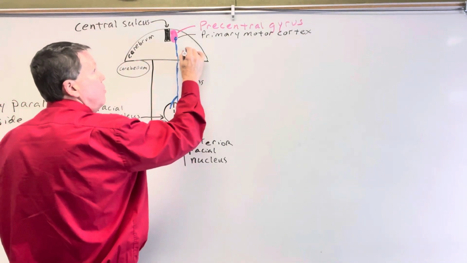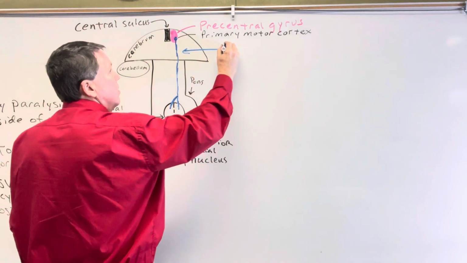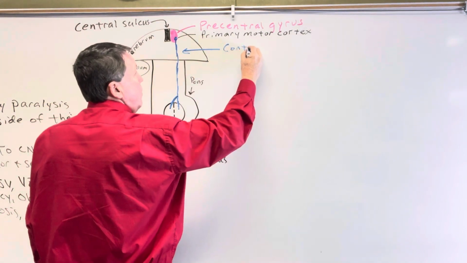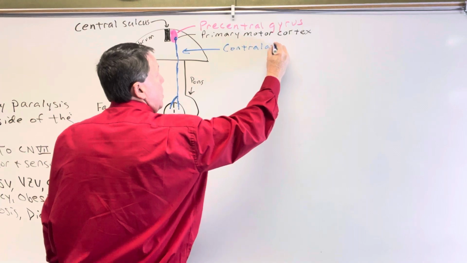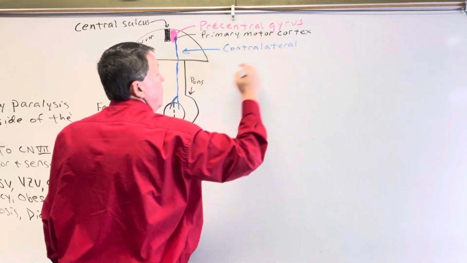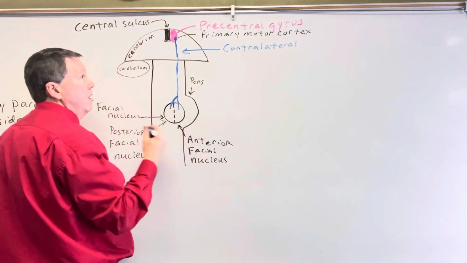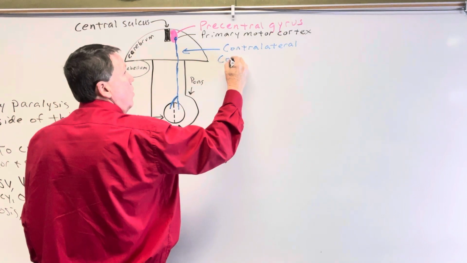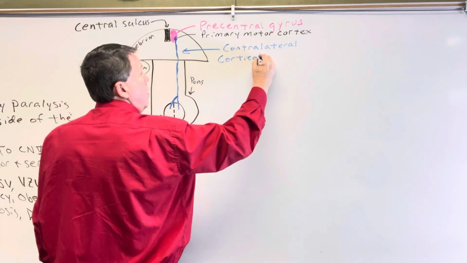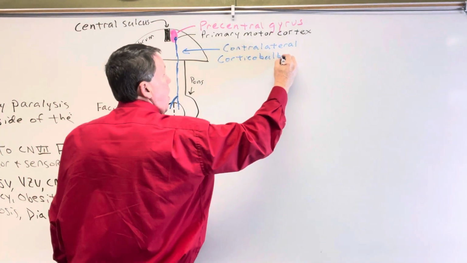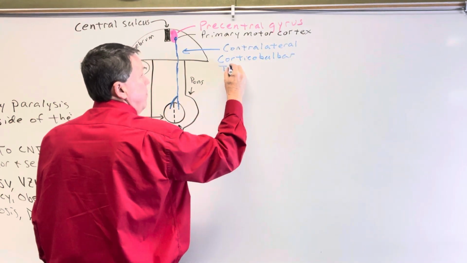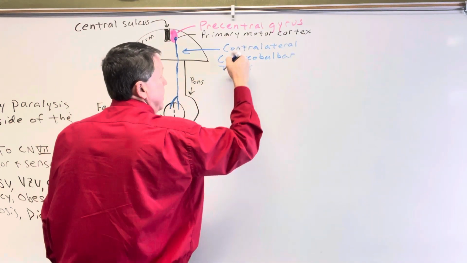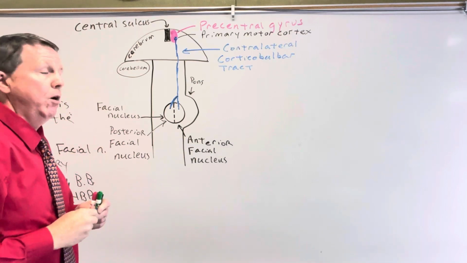We're going to call this right here the contralateral, and we call it contralateral because it's going from one side to the other. So this is going to be my contralateral cortico-bulbar tract. All right, that's the contralateral cortico-bulbar tract.